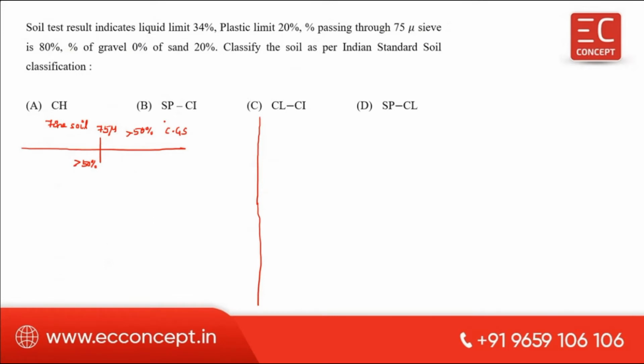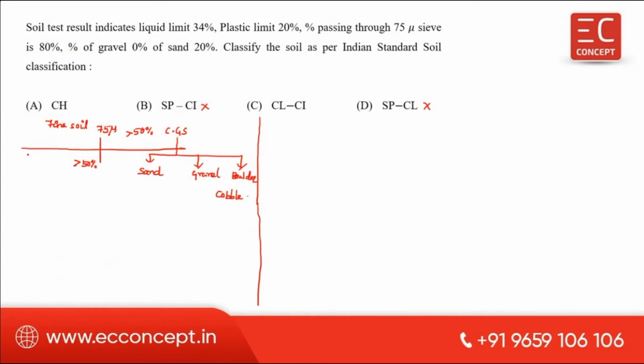Coarse grain soil is further divided into sand, gravel, boulder, then cobble. So you can ignore those from the options. This is sandy, poorly graded sand. Therefore, this B is not correct. Here also the sand symbol is there. Therefore, this is also not correct. You can just ignore B and D simply. Now you are having A and C.